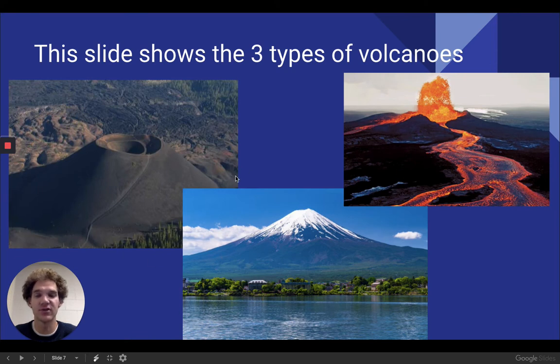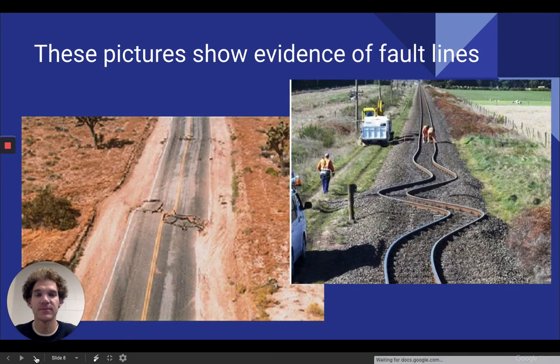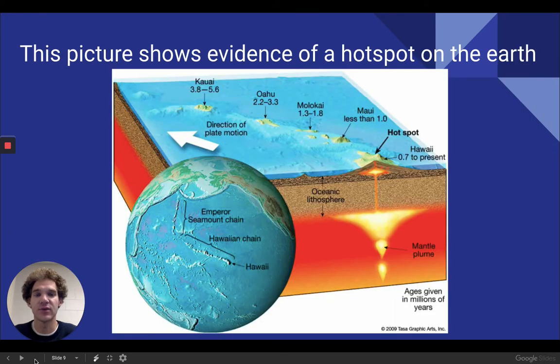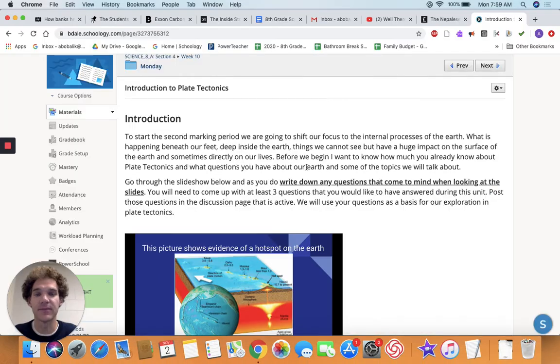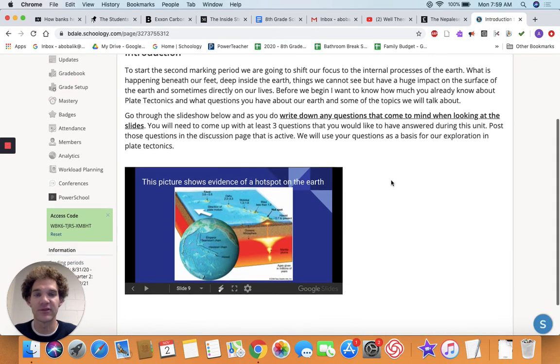Here we have some pictures of some volcanoes, 3 different types of volcanoes, so look at these pictures closely, and any questions you have about volcano types, write those down. Here we see some evidence of fault lines, some damage from earthquakes, so take a look at those pictures, and any questions, write them down. And then the last one here shows some islands of Hawaii, talking about hot spots. Any questions that you have about this, write them down. So I just went through that quick. You guys can obviously take more time to study those pictures on your own after the video.